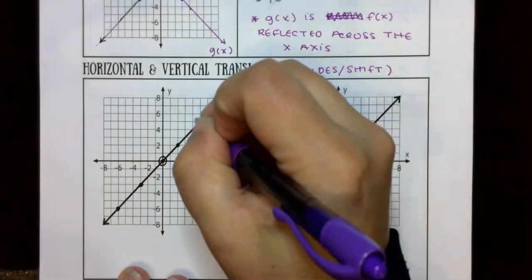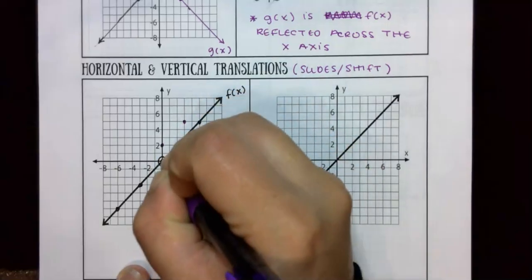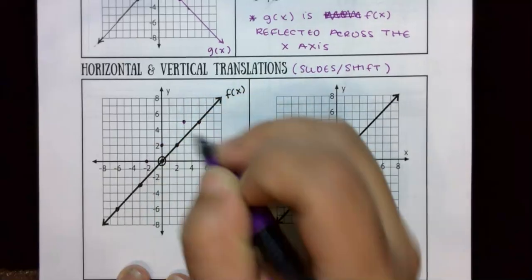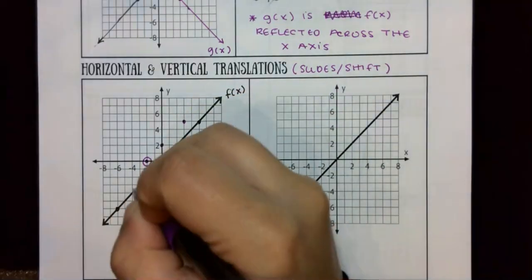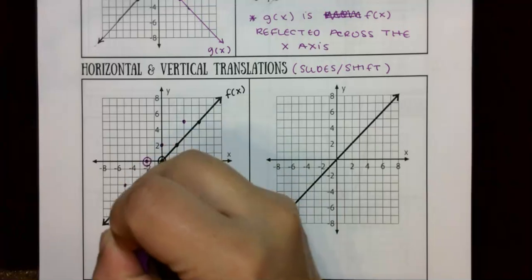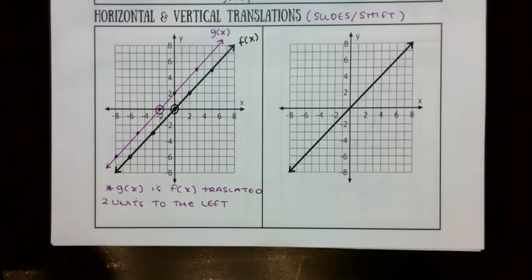So for this one, we're going to go over 2, 2, 2, and since this one's on the x-axis, I'm going to go ahead and circle it, and then this one 2 and 2. Notice that I have created a brand new line. Let's go ahead and connect these dots and label it g of x because we have created a whole new line.